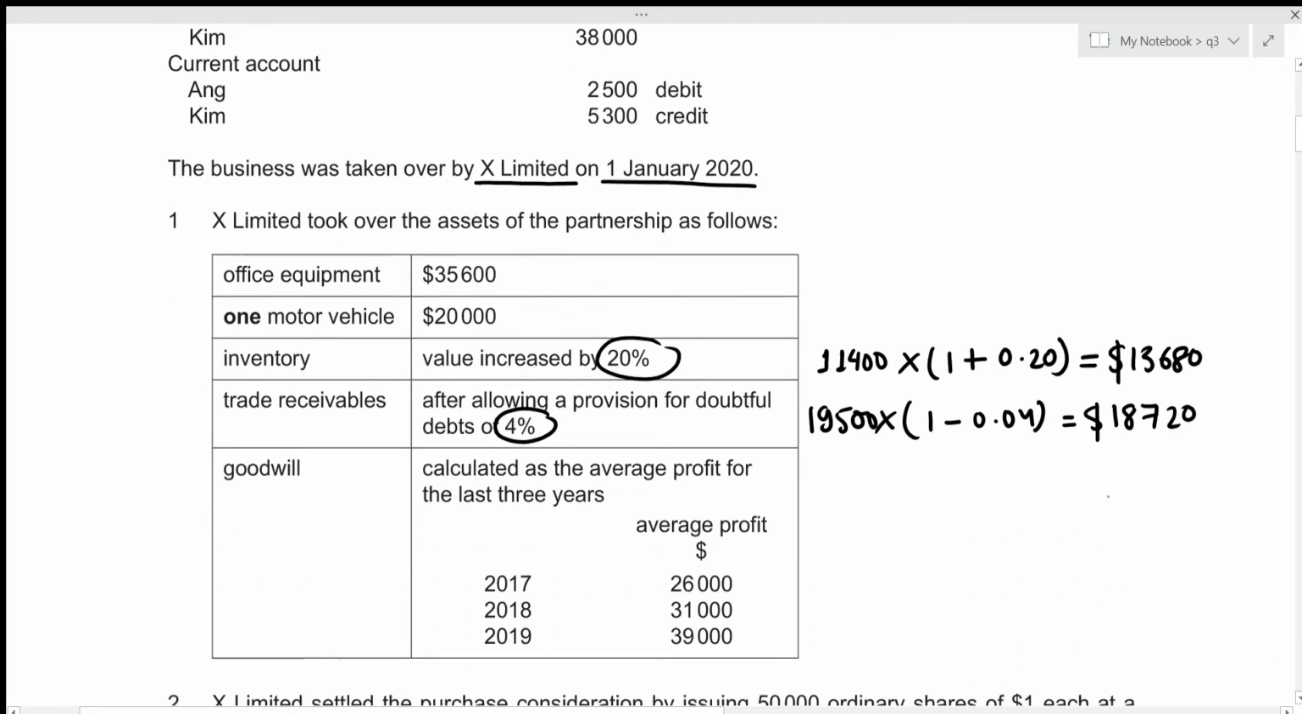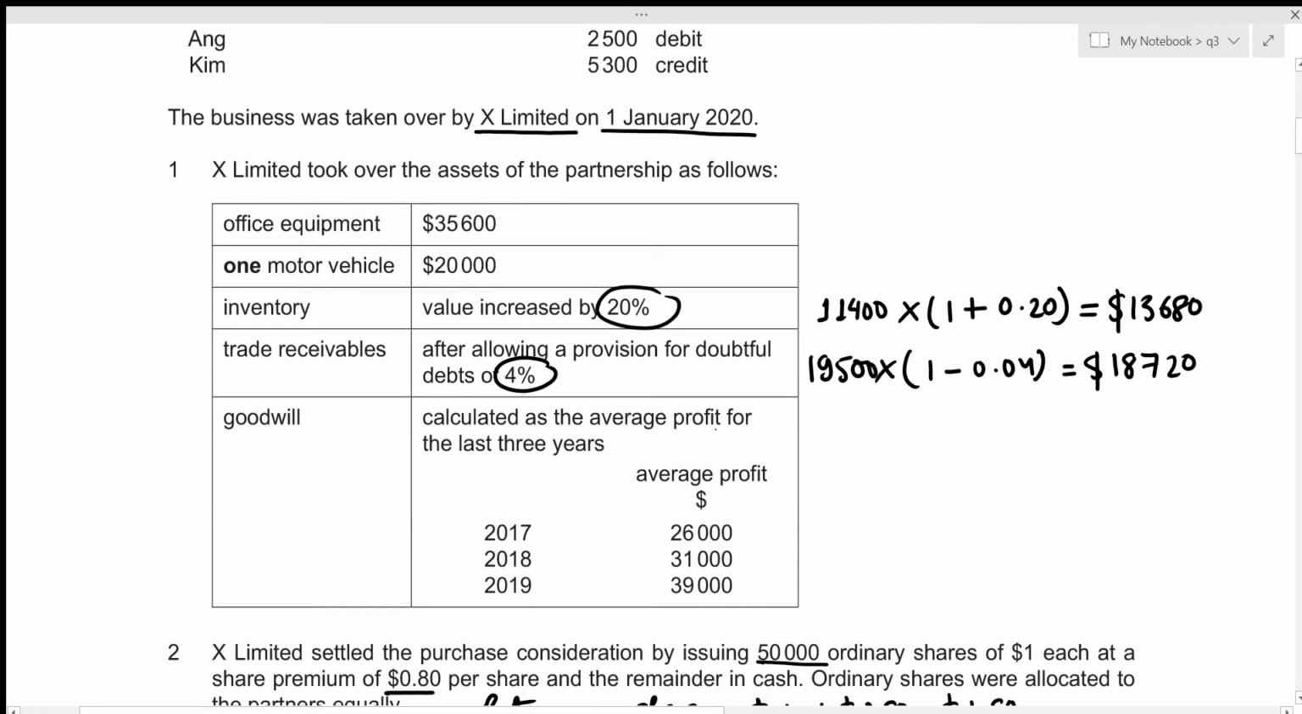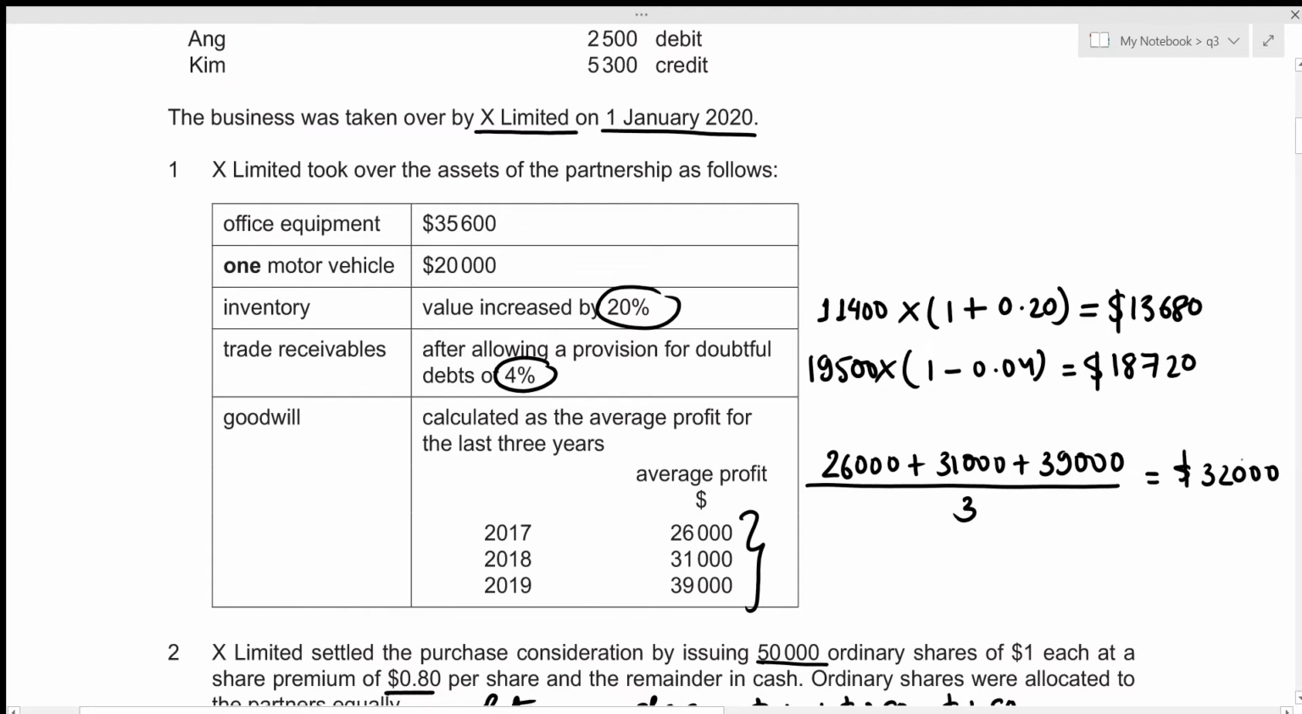Okay, then we have goodwill. Goodwill is calculated at the average profit for the last 3 years. So we just need to add these 3 amounts and then divide by 3 in order to figure out our average profit. So that's 26,000 plus 31,000 plus 39,000. And now in order to figure out the average, we just need to divide it all by 3. So our goodwill value is 26,000 plus 31,000 plus 39,000 divided by 3, which amounts to 32,000. So if we add all these 5 amounts, then we will figure out the purchase consideration. Let's do that.